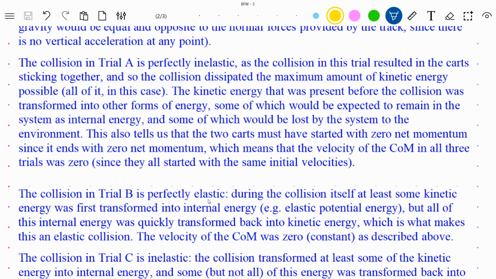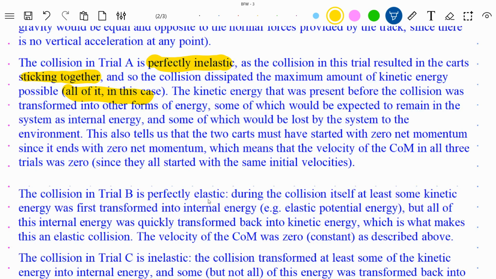The collision in trial A is perfectly inelastic. So that's one of the things I was asked to do, identifying the collision types. I explain how I've come to that conclusion, as the collision in this trial resulted in the carts sticking together, and so the collision dissipated the maximum amount of kinetic energy possible, and in this case, since they came to be stationary, all of it in this case.